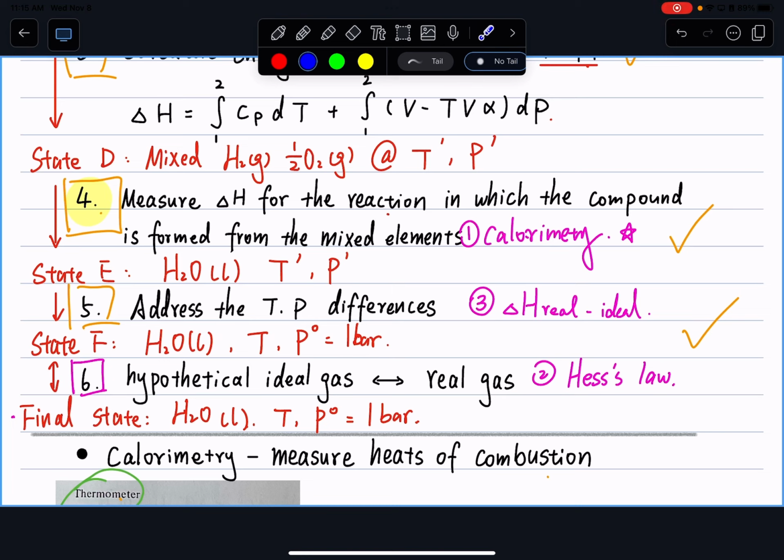Any questions before we move on to using the thermodynamic tables? Nope. Okay.